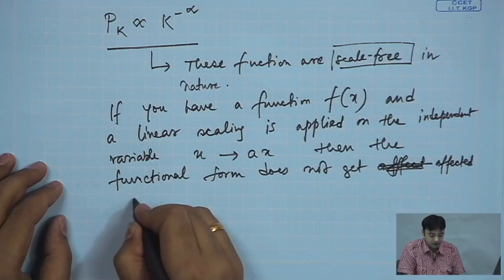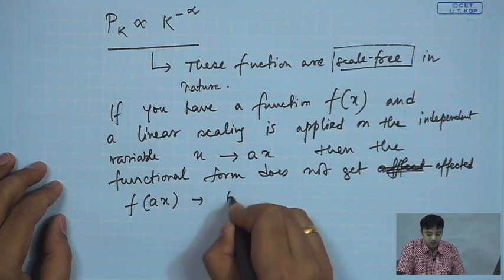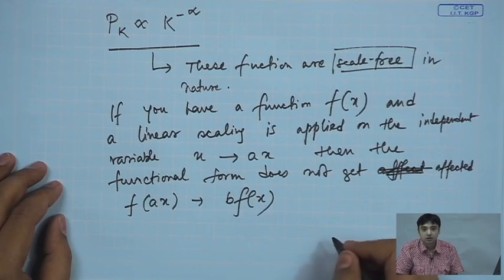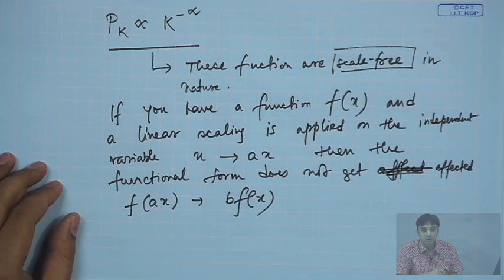In other words, a f of x translates to some other function b f of x. As you see, the constant inside the independent variable comes out as a prefactor of the function, and the functional form still remains the same. So, let us see if a power law function is a scale free function or not.